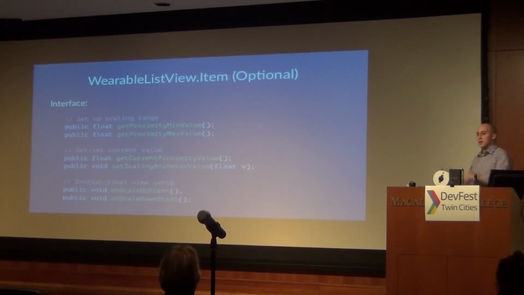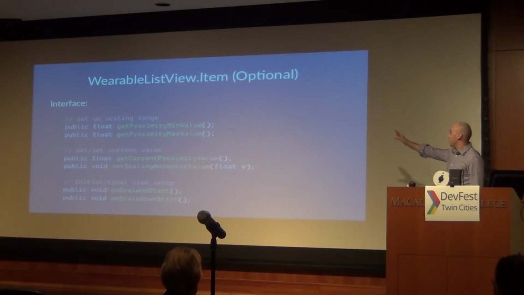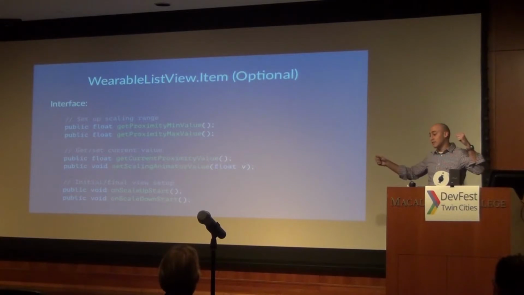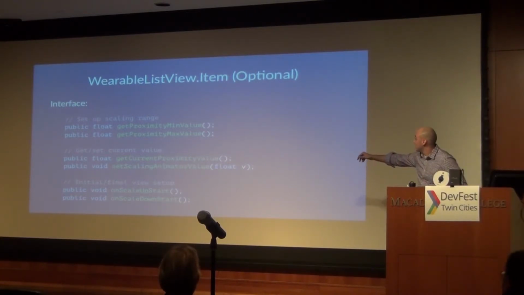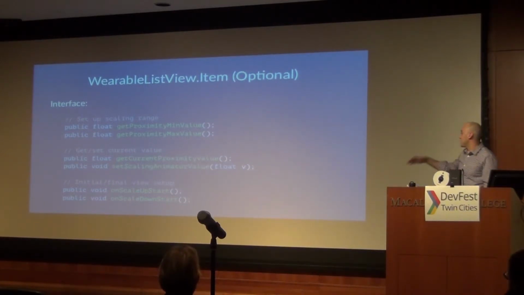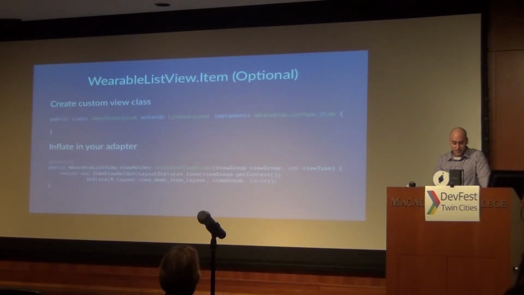So this is something that you're going to put on a custom view, and that's going to be what you use as the main views of your adapter. So the interface here, you set up an initial range of values that you're going to animate over. You have these two methods to get and set the current value. And then you have initial and final startup methods. I'll show you how this works in a moment.